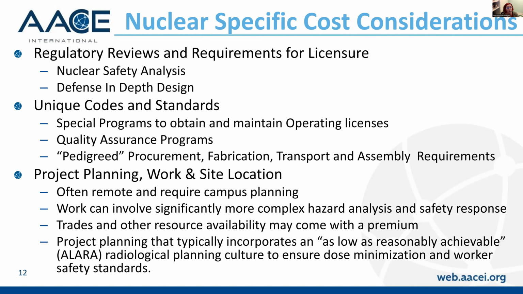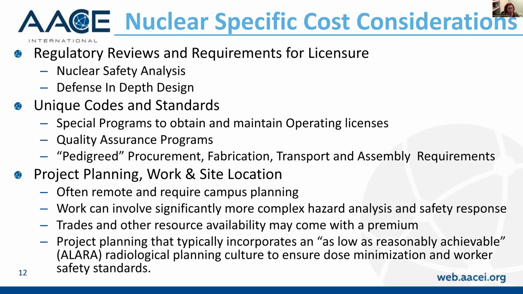Again, unique codes and standards, EQ, pressure boundary, seismic, all of those don't really exist in what I would call the real world projects. And then, of course, the pedigreed procurement. A tube of Loctite in the normal world could probably be bought at Canadian Tire, but we can't do that in the nuclear industry, depending on where we're going to use it. And so all of that, again, costs money.